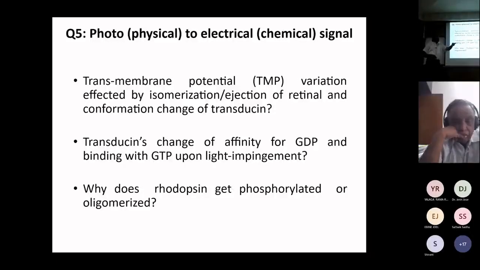There was one Dr. Prakrit who wanted to know about the phosphor. He's online now. Okay. So now that part, again, multiple phosphorylation of rhodopsin is seen, right?